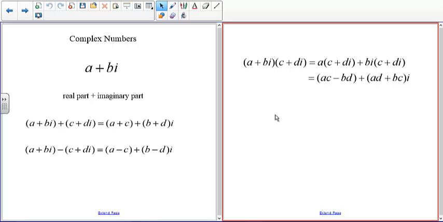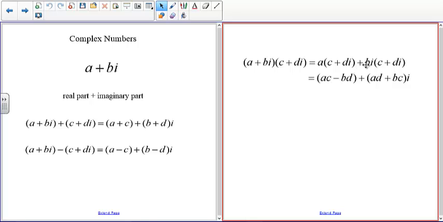Now when you multiply them, you're basically using FOIL. In this case, what we're doing is we're taking a, the real part of the first complex number, and multiplying by the two parts, the real and the imaginary part, of the second complex number. So we take a times c plus di, and then we take the second part, the imaginary part of the first complex number, and multiply that by c plus di. So then if you use the distributive property, you get a times c, that's a real number. A real number times a real number is a real number.